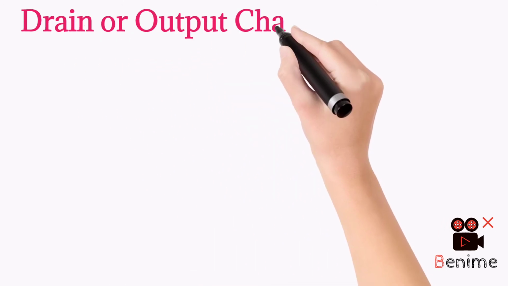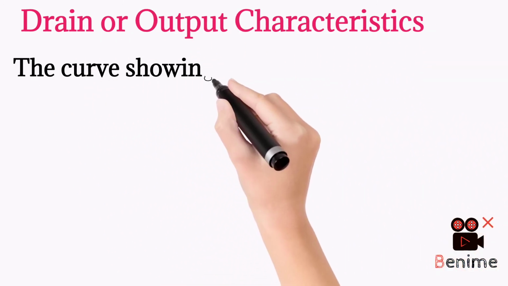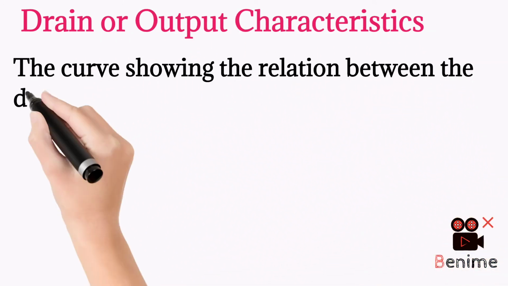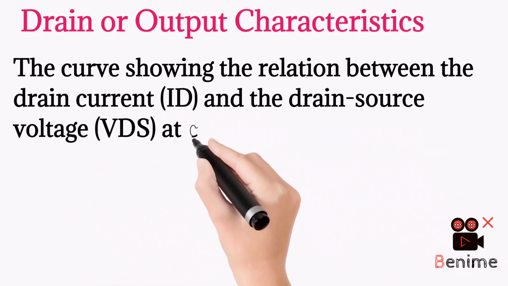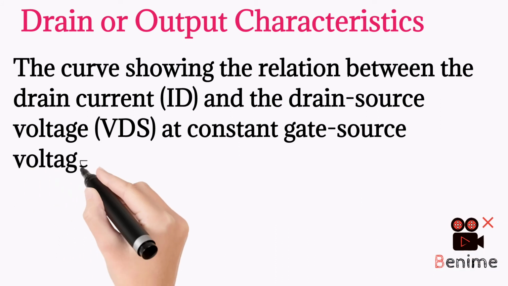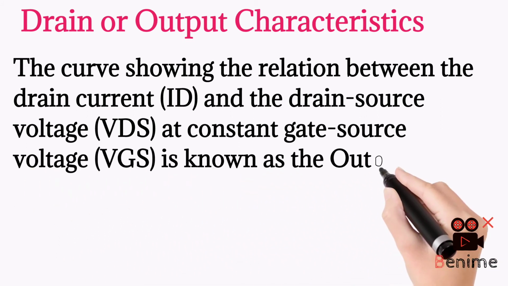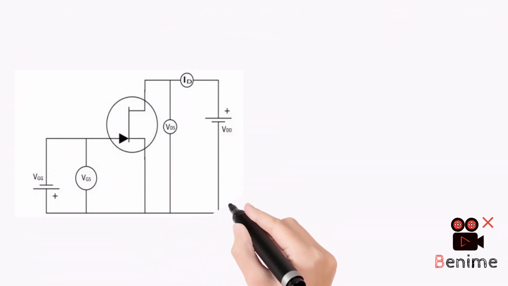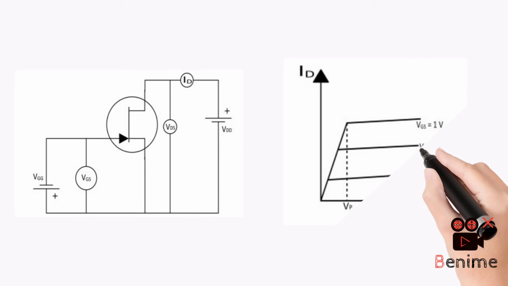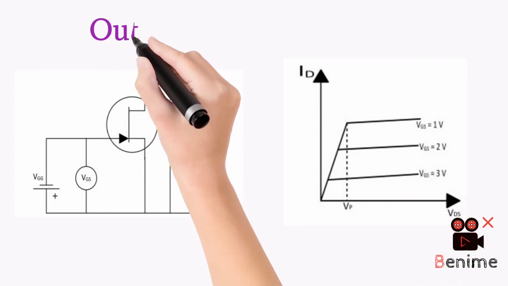Now we will discuss about the curve showing the relation between the drain current, ID, and the drain source voltage, VDS, at constant gate source voltage, VGS, is known as the output or drain characteristics of JFET. The equivalent circuit diagram and the output characteristics of JFET is shown below.